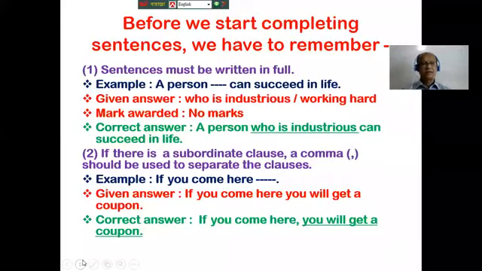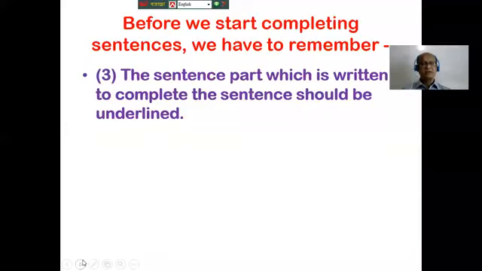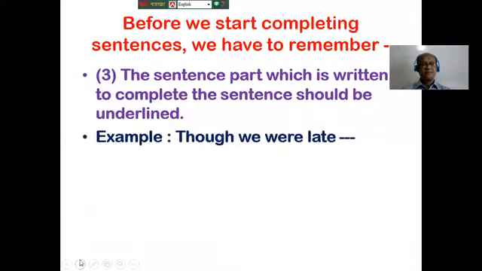What about point number 3? The sentence part which is written to complete the sentence should be underlined. We have shown it. Let's see again. Example: though we were late. This clause indicates a contrast, an opposite idea. Though indicates two opposing ideas joined by though, a subordinating conjunction, in a complex sentence.